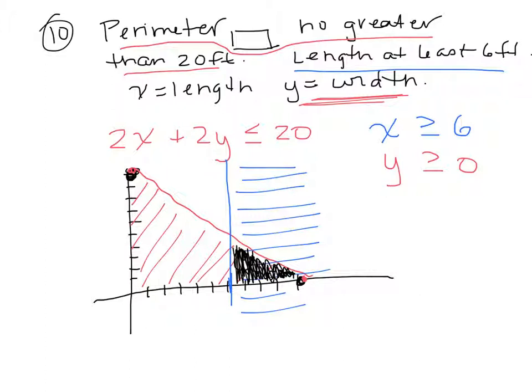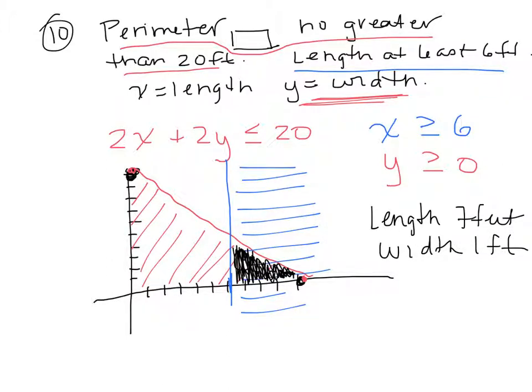7, 1. So we could have a length of 7 feet and a width of 1 foot. Now that's a pretty narrow cage. I don't know if that's practical, but we could do 7 by 2 feet as well.